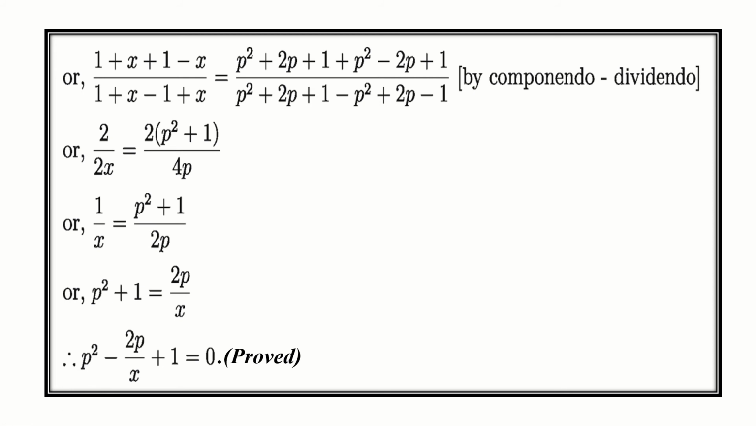Now we can take cross multiplication: p square plus 1 into x is equal to 2p. Therefore p square plus 1 is equal to 2p by x. Here this line solves it directly, but you can use another line, no problem. And finally we get p square minus 2p by x, converting into the left side, plus 1 is equal to 0. Hence proved. Very easy math, just calculation.